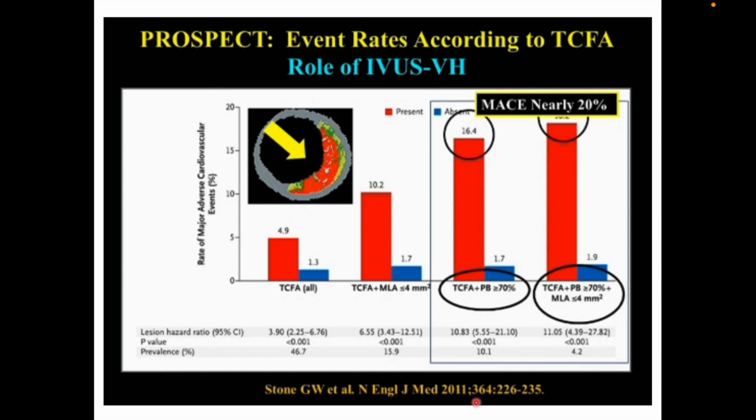These plaques were pretty prevalent, almost 15% had a plaque like this. So these are the main criteria that we need to remember, which represent a vulnerable plaque: thin cap fibroatheroma, plaque burden more than or equal to 70%, plus MLA less than or equal to 4 millimeter square.